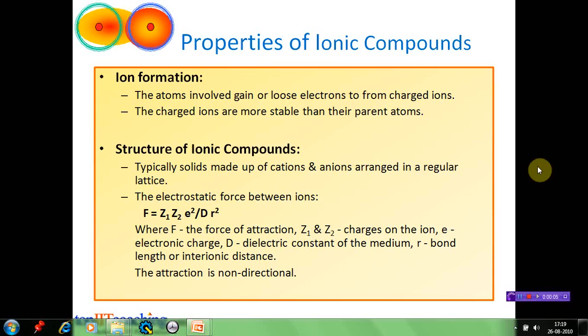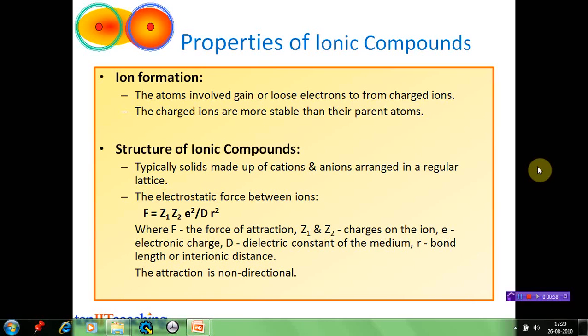Now let us have a look at some of the most common properties of ionic compounds, which are generally shown by all ionic compounds without any exception. The first one is ion formation. The atoms involved in ionic bonding lose or gain electrons to form charged ions. Positively charged ions are called cations and negatively charged ions are called anions. Cations and anions are more stable than the parent atoms because they have a completely filled outermost shell.